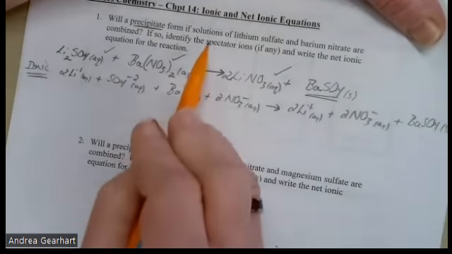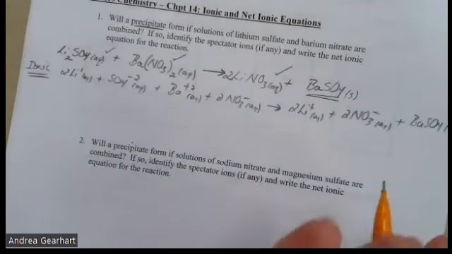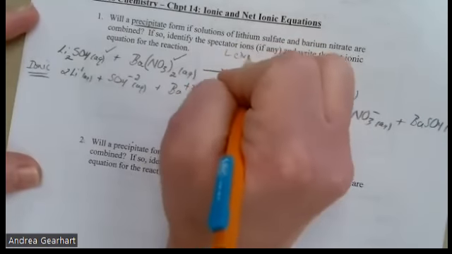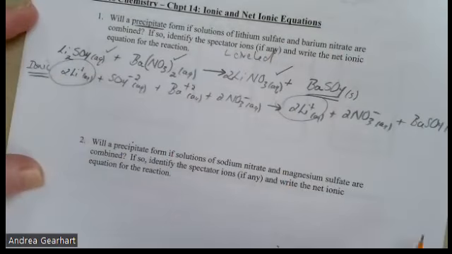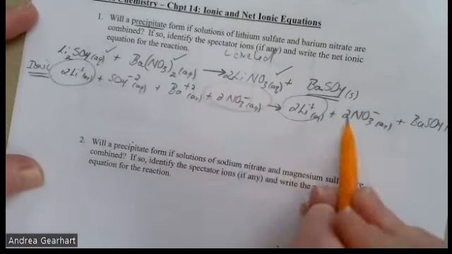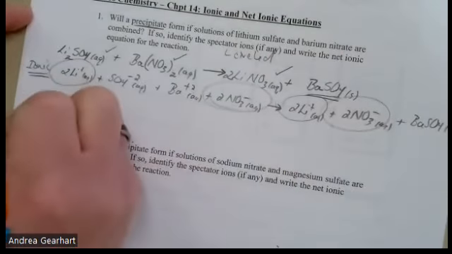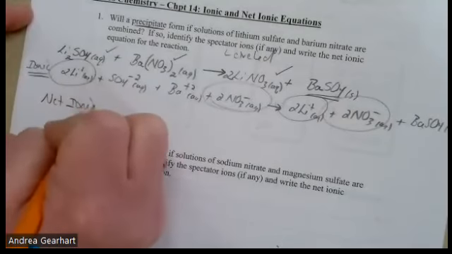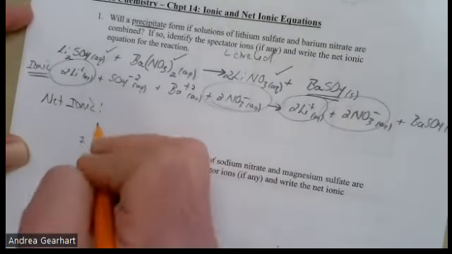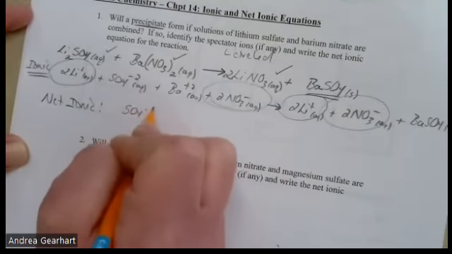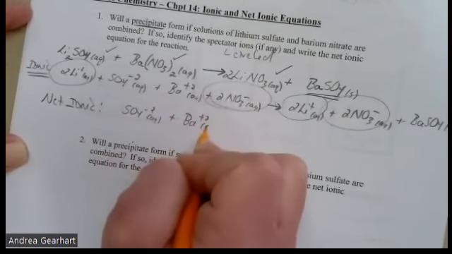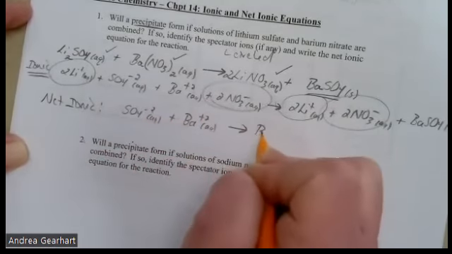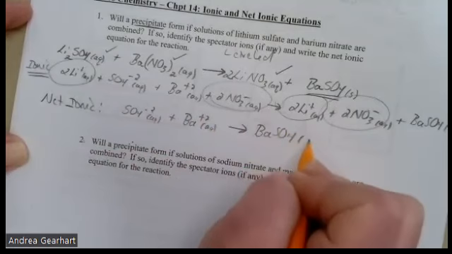All right, my spectator ions, I'm going to circle them. So 2 lithium plus 1 and 2 nitrates. So my net ionic is sulfate plus barium, yielding barium sulfate.